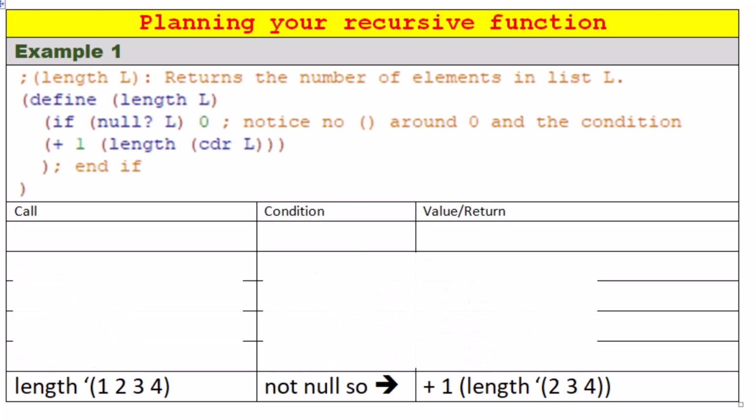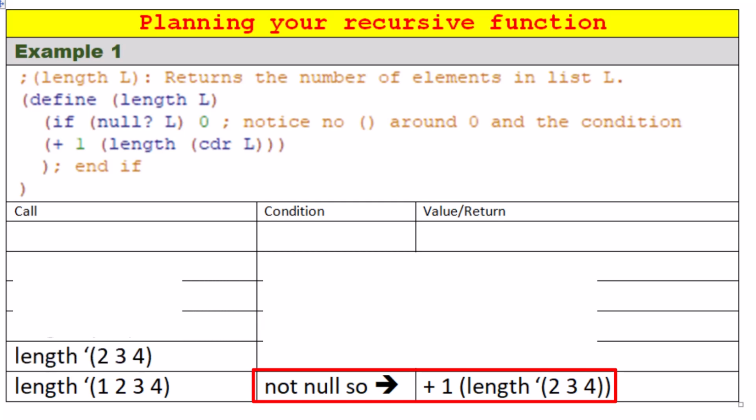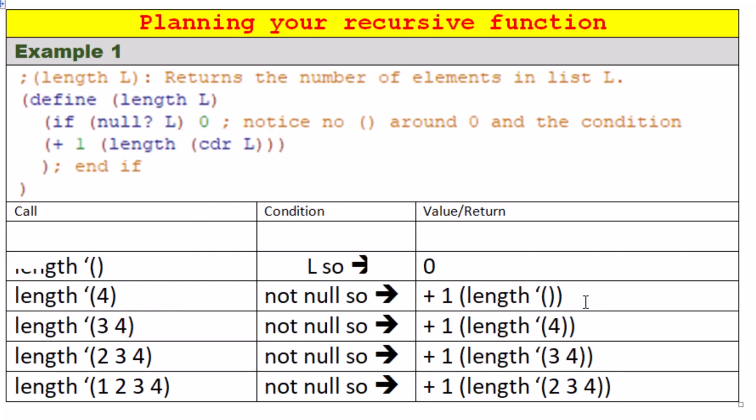So notice things are going to start disappearing here, but our original call is the length with the list of 1, 2, 3, and 4. So first we're going to check to see if the list is null, which it is not. So I'm going to go ahead and call plus 1 and then the rest of the next call, which again means I've got to wait. I don't have a solution for this. So I have to wait and call this time the length of 2, 3, and 4. And that is using the cdr to get the rest of the list. Notice that this will continue to go all the way until, frankly, we get to the end.